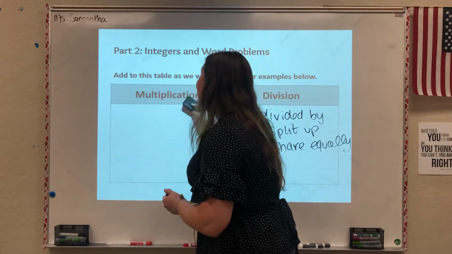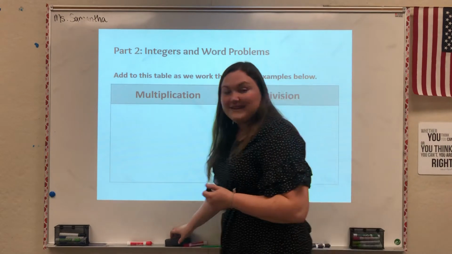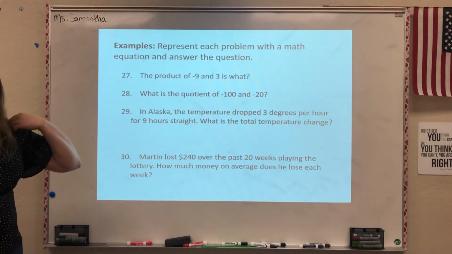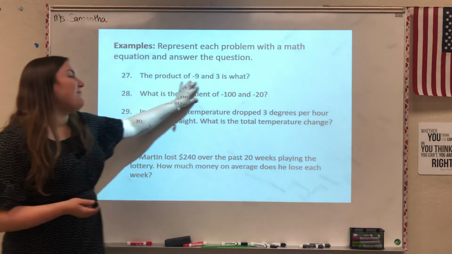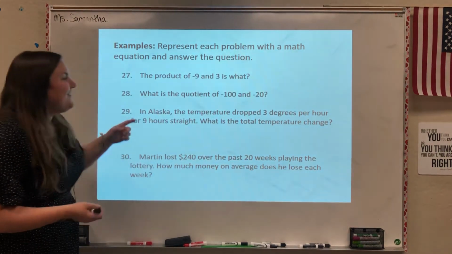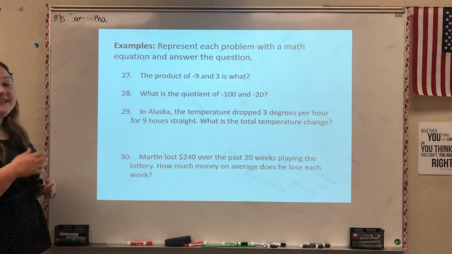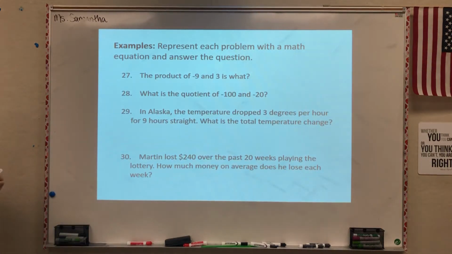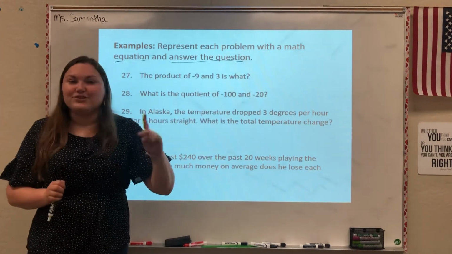Now that we've got your brain thinking about some of this vocabulary, the last part of this is looking at some word problems. The first two examples we're looking at, we did something similar to this with our addition and subtraction word problems. It's kind of just like a math equation written with words. So this first one here says the product of -9 and 3 is what? I noticed in the directions, it says represent each problem with a math equation and answer the question. We want to make sure we're doing both things.